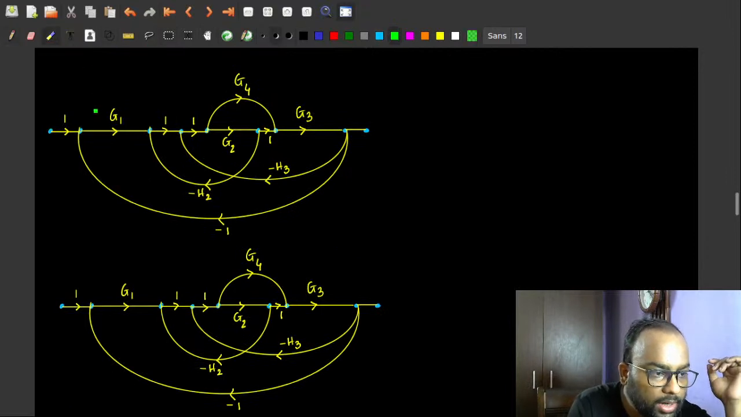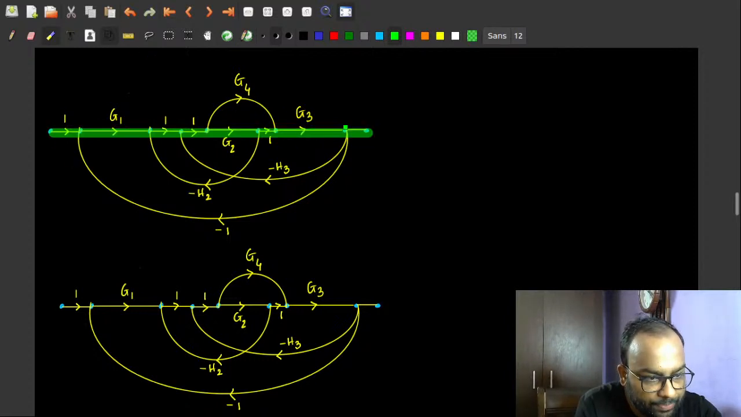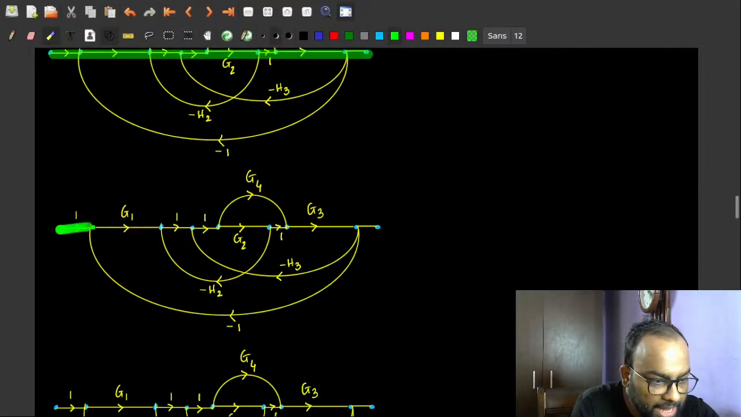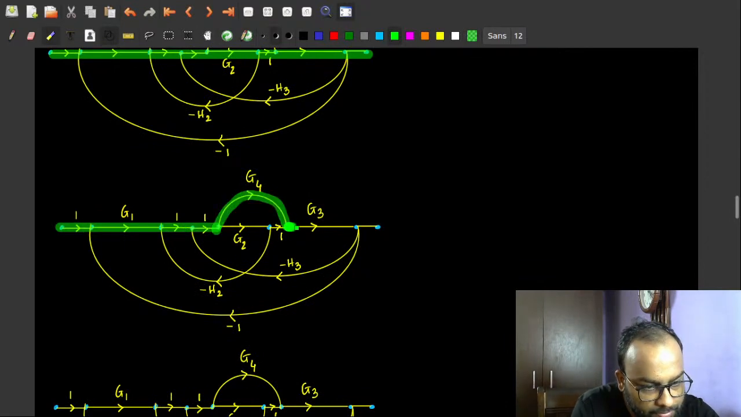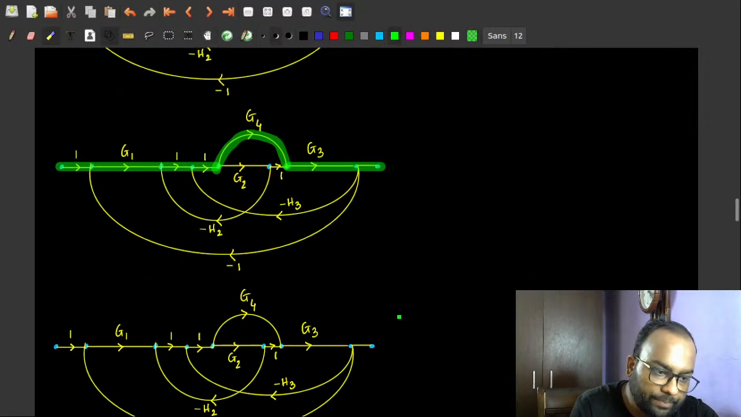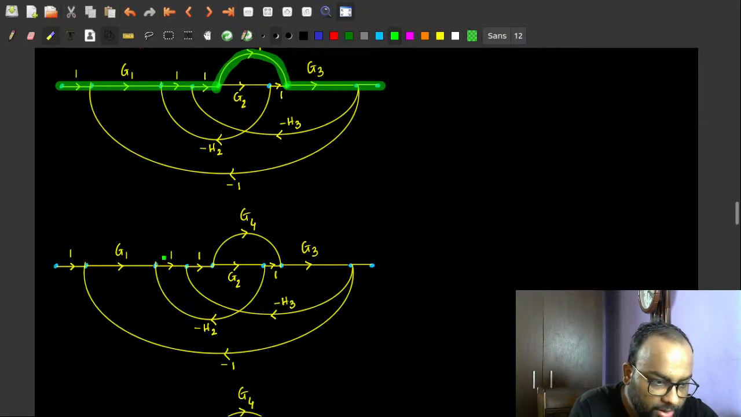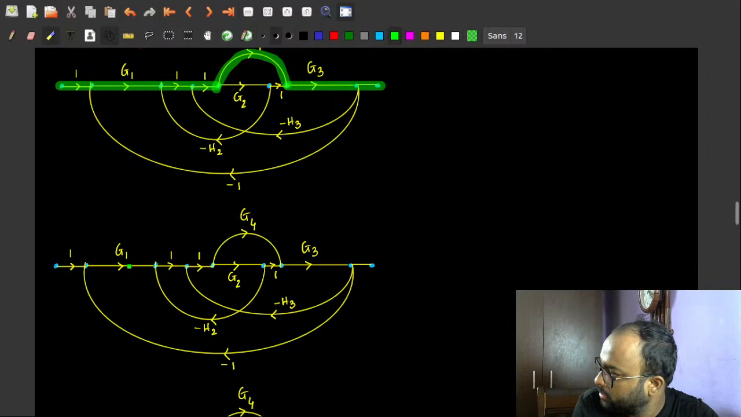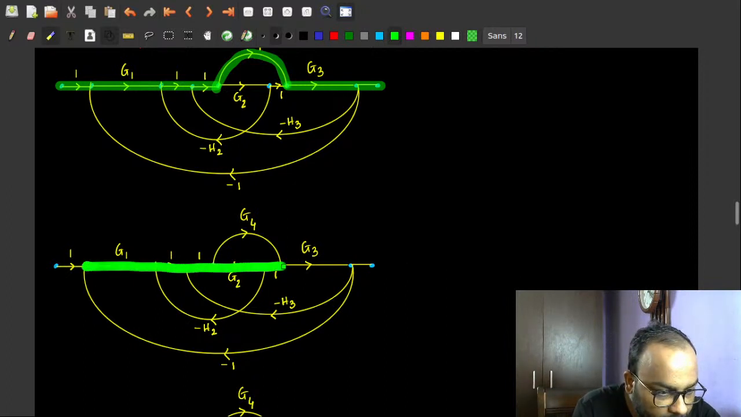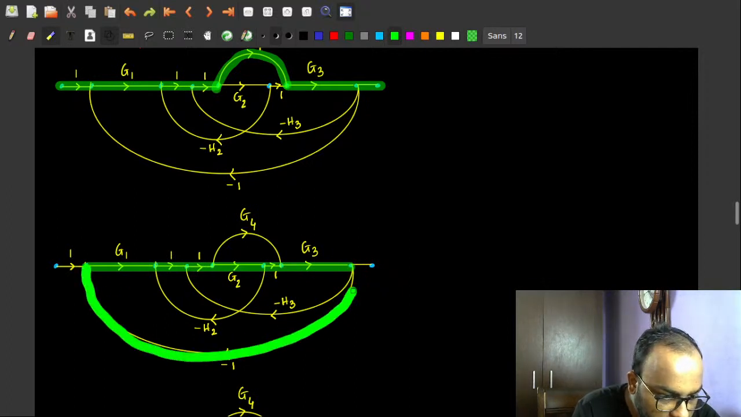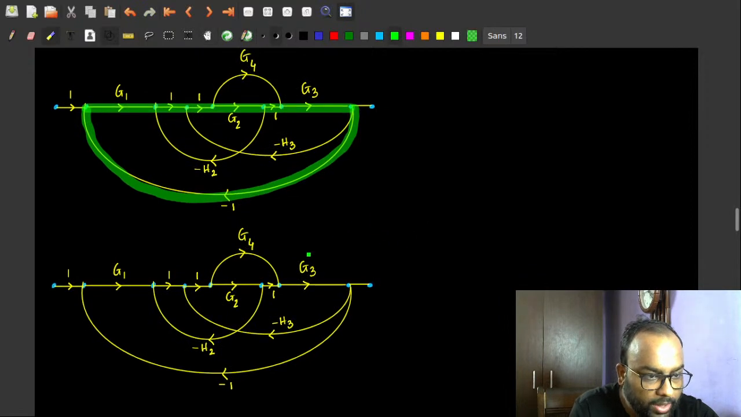So now, that's one forward path. Got it. There is another forward path, in fact. You see that? Now, how many loops are there? It's one loop. We took care of the gigantic loop first. There is one loop.